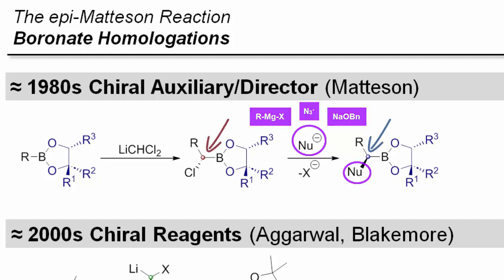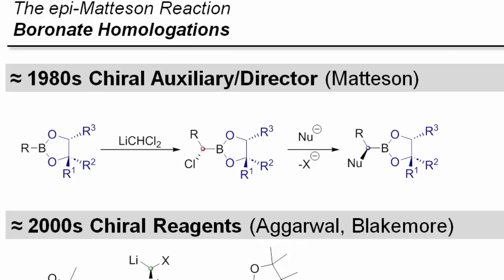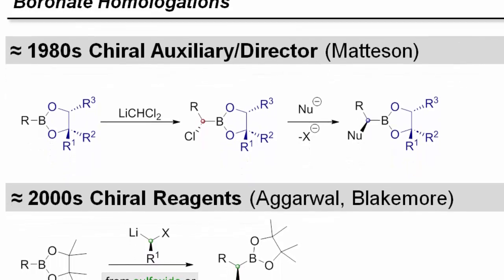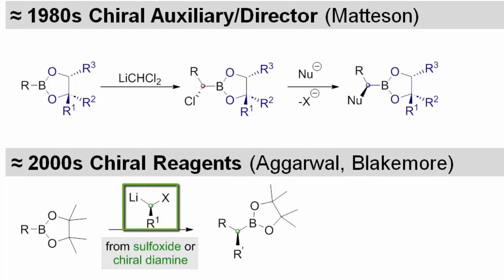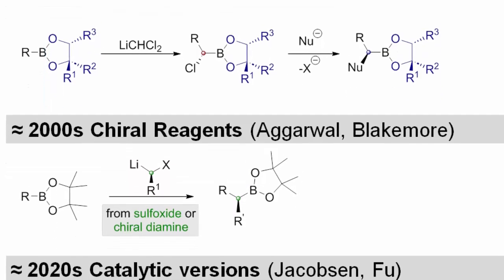the newly formed stereocenter. In the 2000s, Aggarwal and Blakemore independently came up with new reagent control variants by using chiral carbenoids. These highly reactive species can be generated, for example, by metal-ligand exchange from chiral sulfoxides or stereoselective lithiation in the presence of a chiral diamine. Compared to the classic Matheson reaction, this new approach allowed for conducting homologation reactions more or less independent of any chiral information present in the substrate.